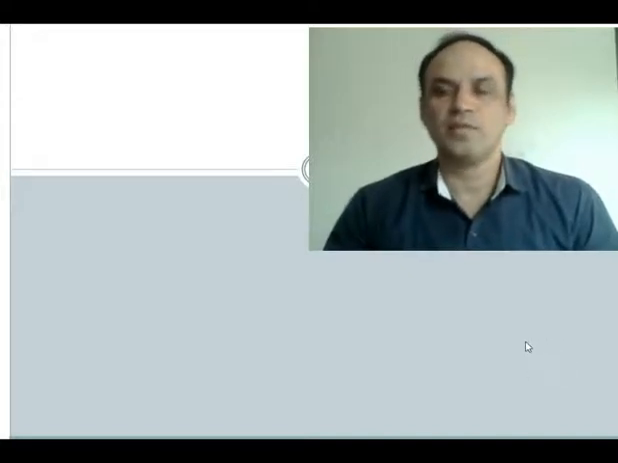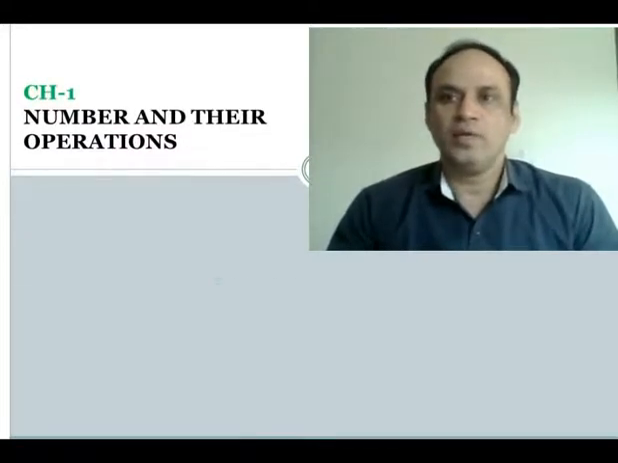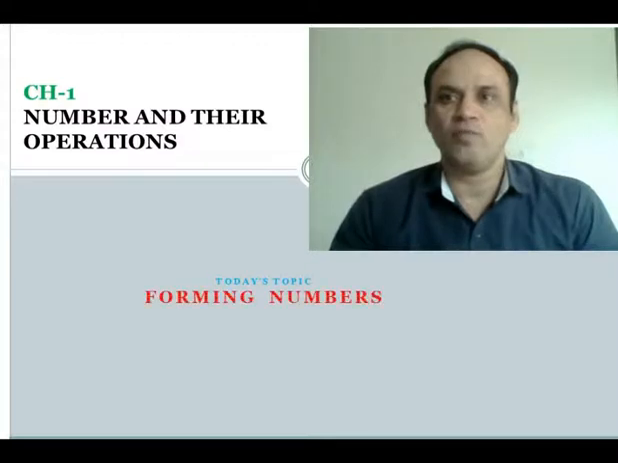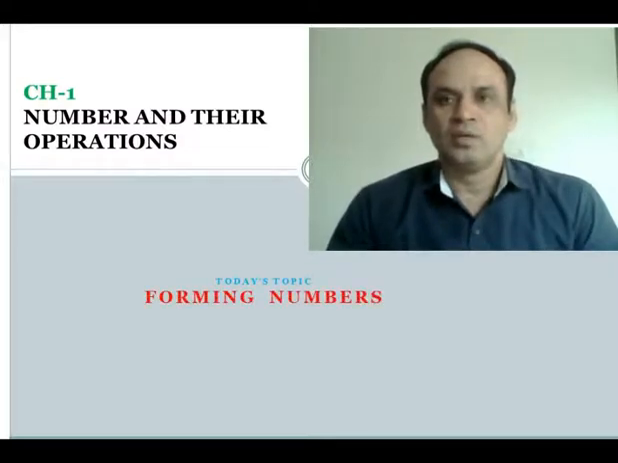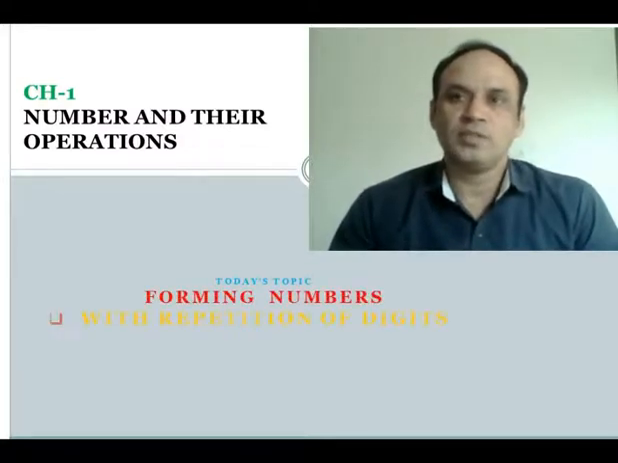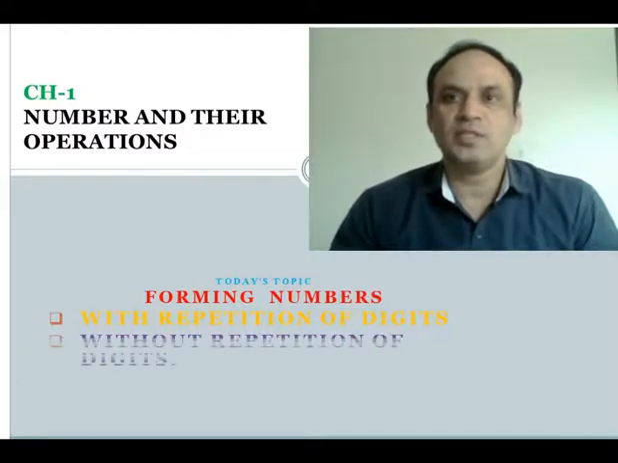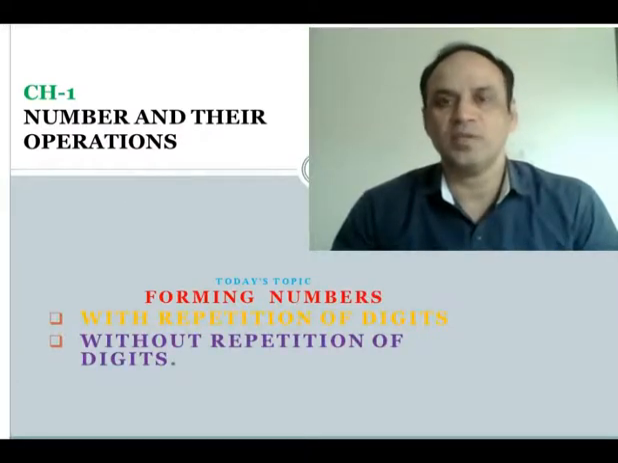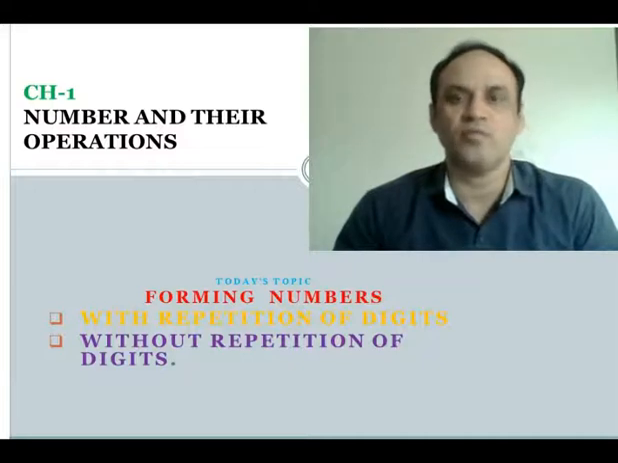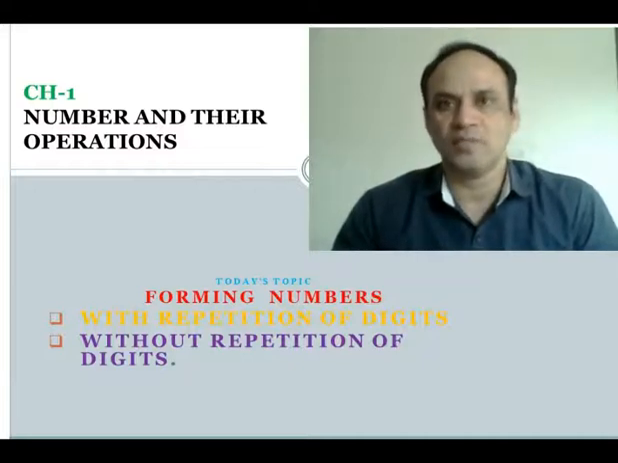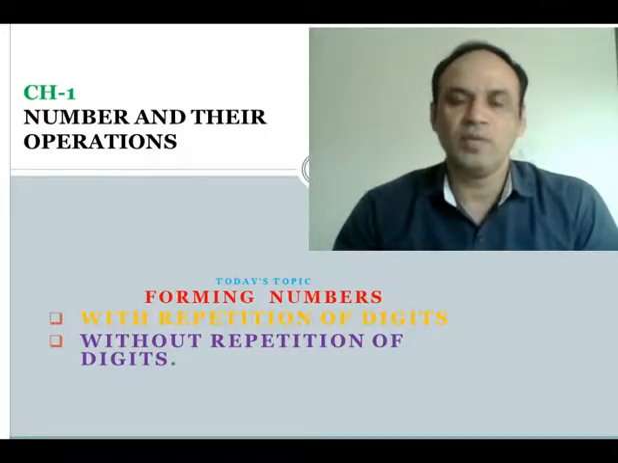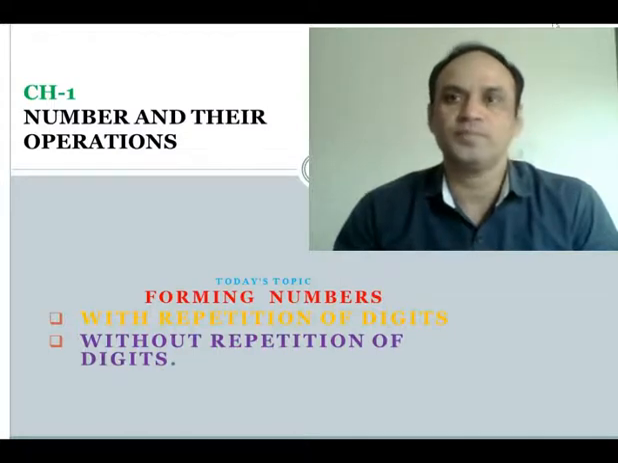Hello students, once again we are here with our chapter, Numbers and their Operations, and today we are going to discuss forming of numbers. Forming of numbers is done in two ways: with the repetition of digits and without repetition of digits. If we have been given some digits and we have to form small numbers or large numbers using those digits, then how can we do that without repeating them and with the repetition of digits, that we are going to discuss today.